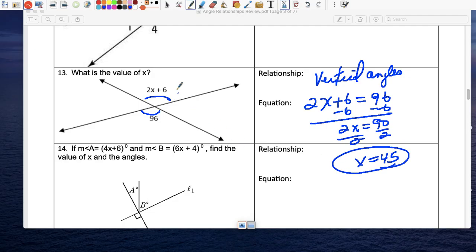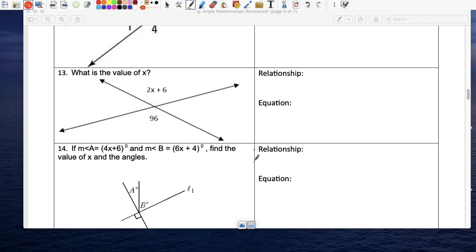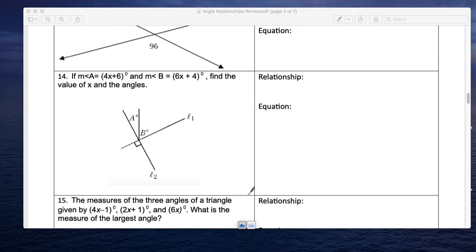That's the value of the variable. So if I plug it in here, I get 2 times 45 plus 6, 90 plus 6. And notice that gives me 96, which is equal to the other side as well.